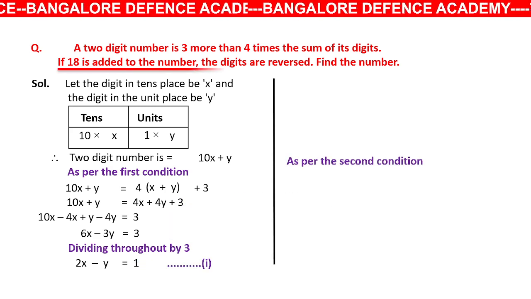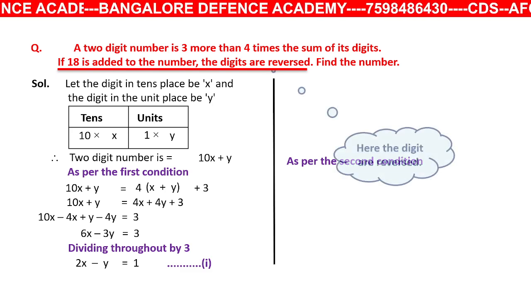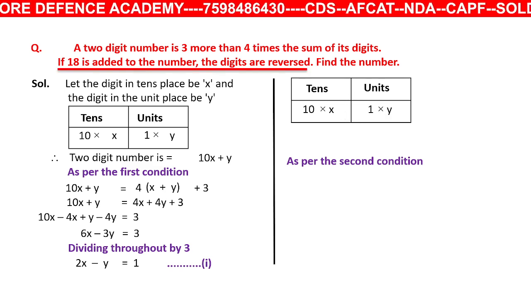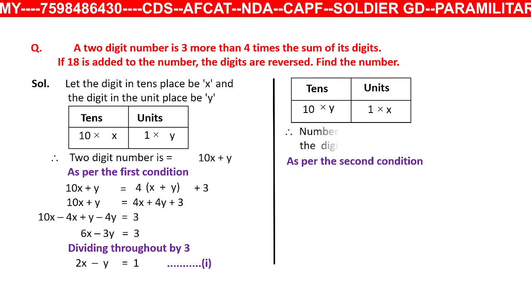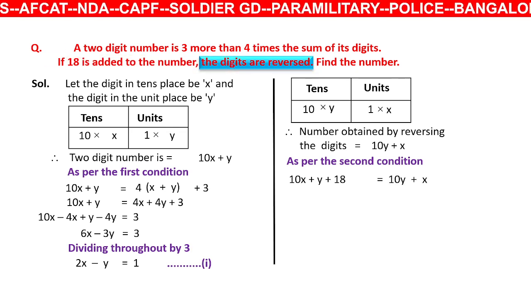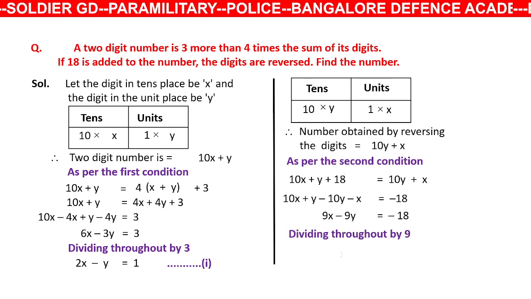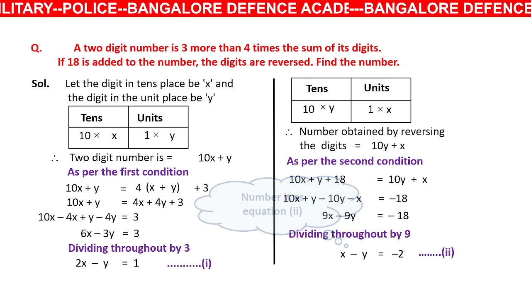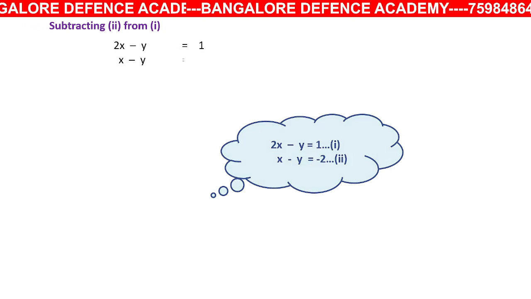Now next, 18 is added to the number, the digits are reversed. That means if I add 18, the digits get reversed. Look at this, the digits get reversed when I add 18. So what happens here? 10x plus y, plus 18, is equal to 10y plus x. So this is the equation. Now when I solve this equation, you get x minus y is equal to minus 2. Now you have 2 equations in front of you. You can solve by any method: elimination, substitution, cross multiplication, whichever you find easy.